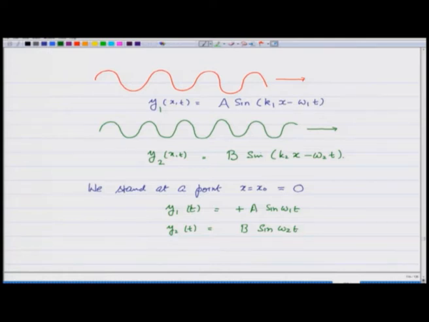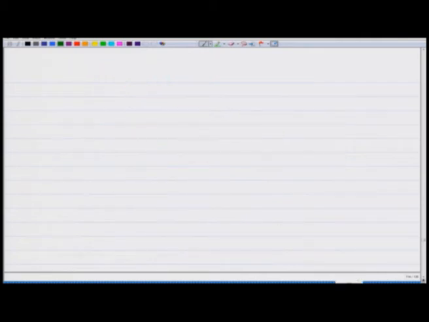Now, these two waves are going to superpose, and therefore, the net displacement at that point is given as y 1 t plus y 2 t is equal to a sine omega 1 t plus b sine omega 2 t. So, when these waves superpose, I have y t at that point where I am standing is equal to a sine omega 1 t plus b sine omega 2 t, and this will give rise to the phenomenon of beats.